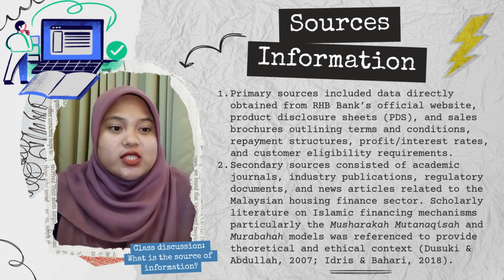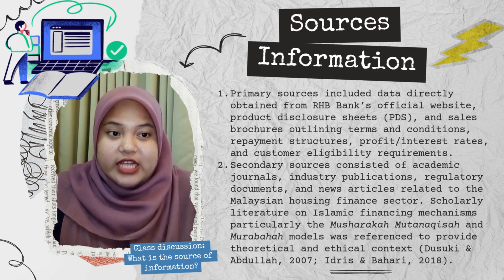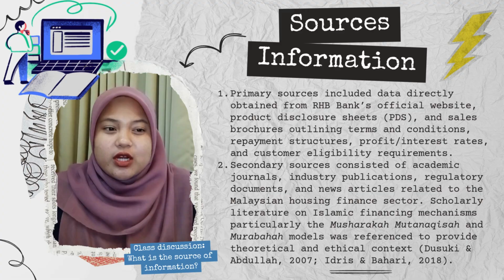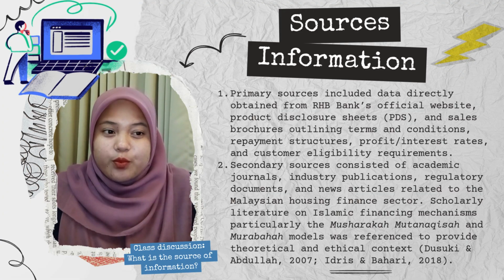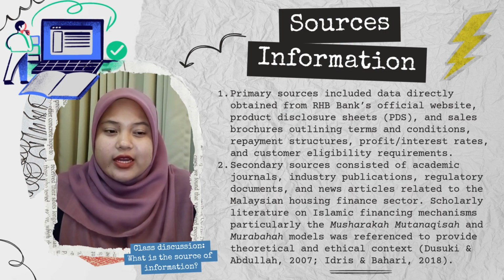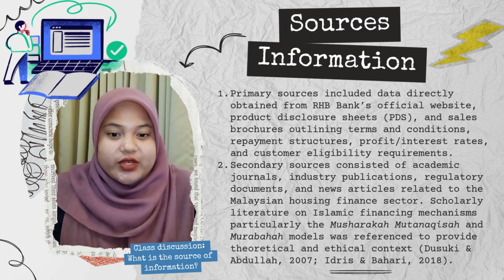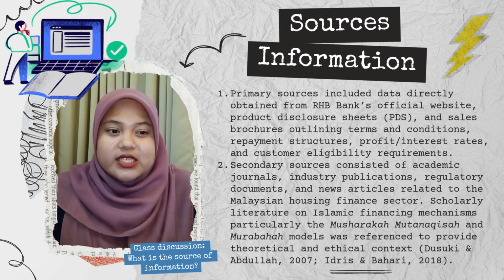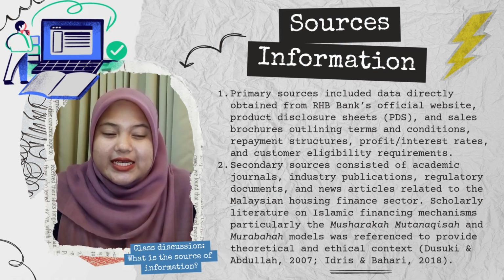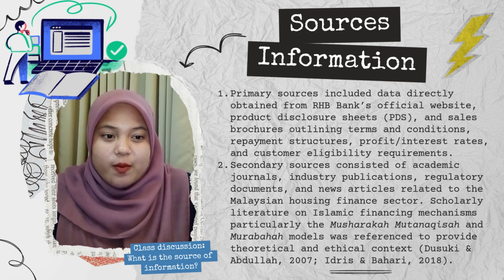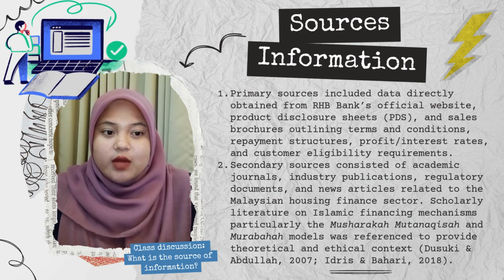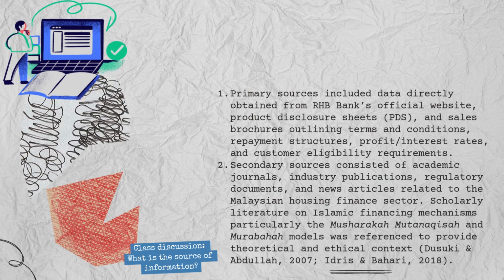And for sure, there are sources of information for this assignment. Number one is primary sources, including data directly obtained from the RHB Bank official website, product disclosure sheets, or PDS, and sales brochures outlining terms and conditions, repayment structure, profit or interest rates, and customer eligibility requirements. Second is secondary sources, consisting of academic journals, industry publications, regulatory documents, and news articles related to the Malaysian housing finance sector. Scholarly literature on Islamic financing mechanisms, particularly on the Musyarakah Mutanakisah and Murabahah models, were referred to provide theoretical and ethical context, by Dusuki and Abdullah 2007 and Idris and Bahari 2008.